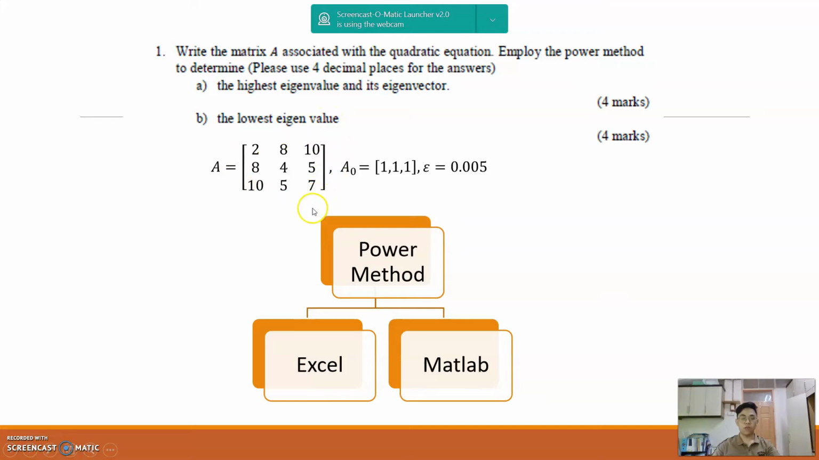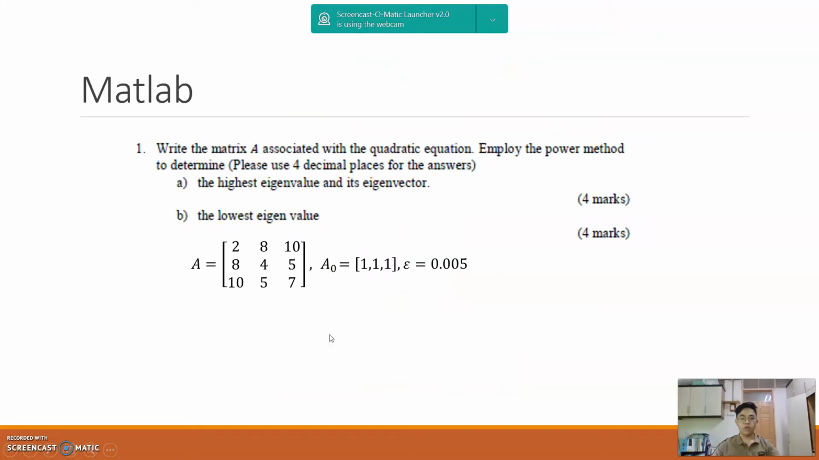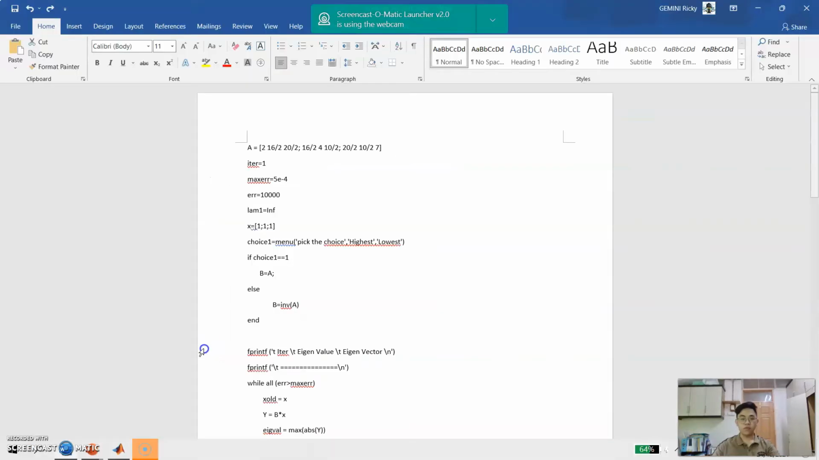So this is the input data, this is the initial eigenvector, and this is the error. We use the power method and prove it by using Excel and MATLAB. So I moved it to the coding. This is the coding, which is the input data. This is iteration 1. This is the tolerance error. This is the initial error. And this part is the initial eigenvector, 111.